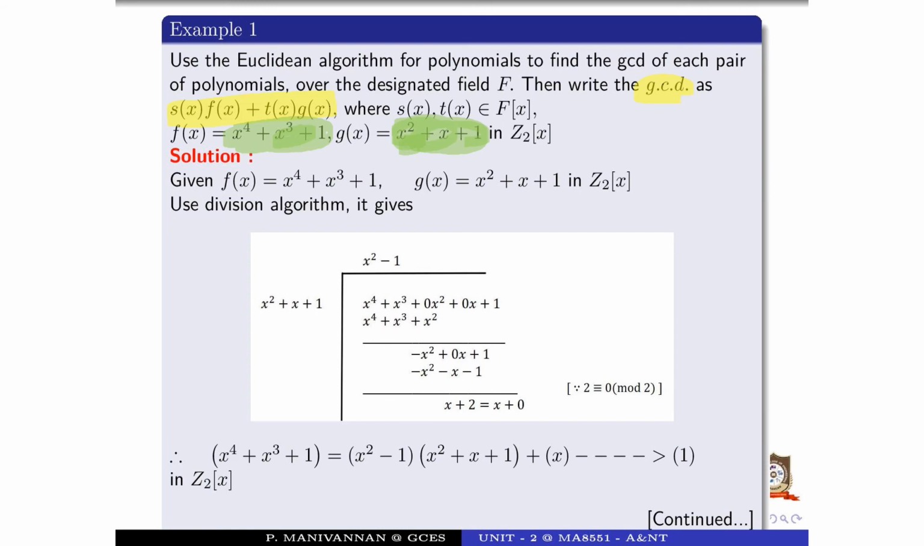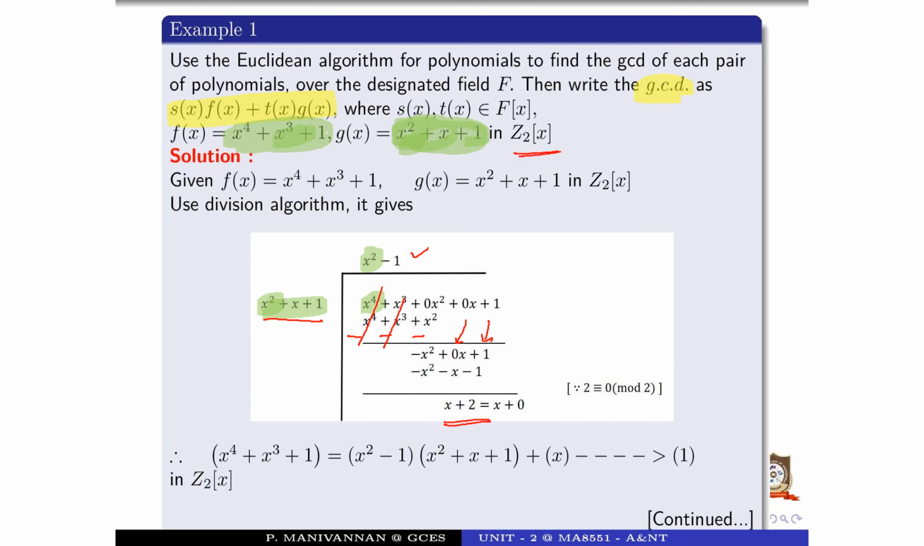So we put x^4 + 0x^2 + 0x + 1 inside the division. Here x^2 times x^2 equals x^4. Multiplying, we get x^4 + x^3 + x^2. Then subtracting, these two terms cancel, and this is minus x^2. So minus 1, take this down: minus x^2 minus x minus 1 is equal to x plus 2.